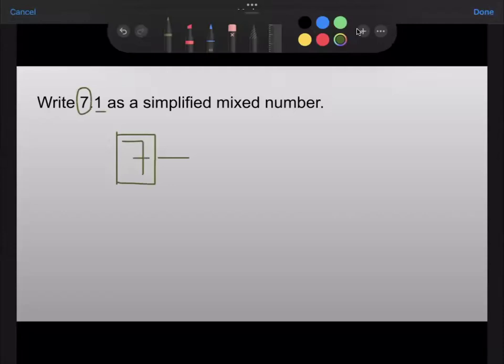Now let's look and see what place value the decimal ends. It ends in the tenths place, so that means the denominator here is going to be 10, and then I simply just have to put the 1 right next to it. So the mixed number here would be 7 and 1/10.